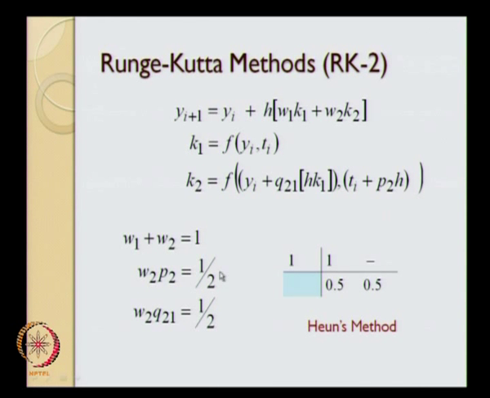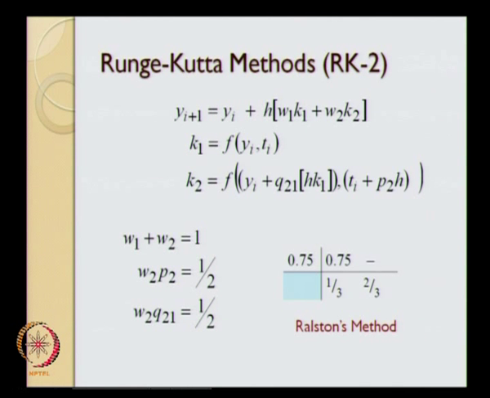Okay. And then for Heun's method, what we said was P2 was equal to 1. When P2 was equal to 1, Q21 also we got equal to 1. So P and Q are both equal to 1. Based on this, our W2 was equal to half and W1 was also equal to half. So what we have is P and Q both 1, and W1 and W2 both half, and there is no Q22 term. Okay, and that is essentially Heun's method.